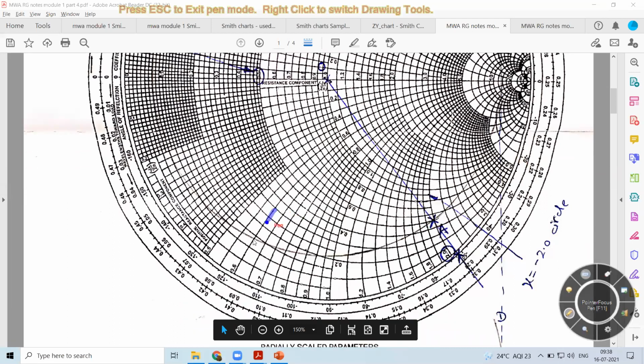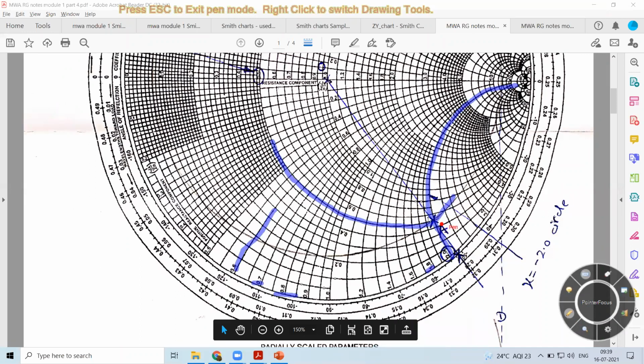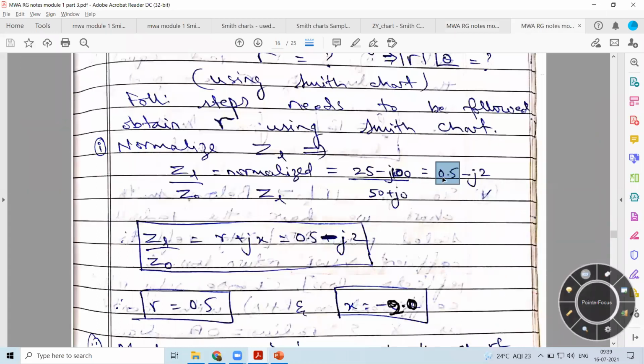If I just check, here it is 0.6, 0.7, 0.8, so on, 1.8, and 2 is over here. This is the reactive component which is associated with -2, and this is 0.5. So where are these two intersecting? These two points are intersecting at point A. So this is the point which is associated with the normalized value, that is 0.5 minus j2.